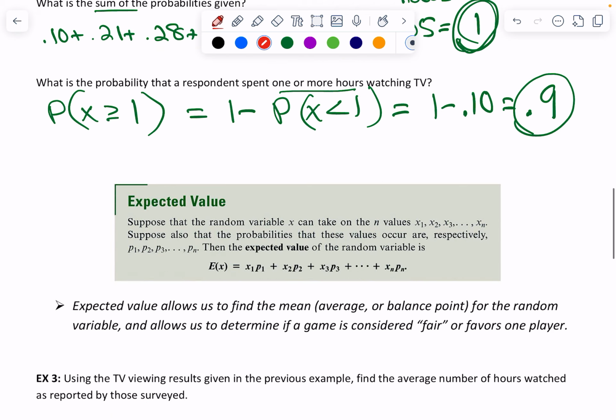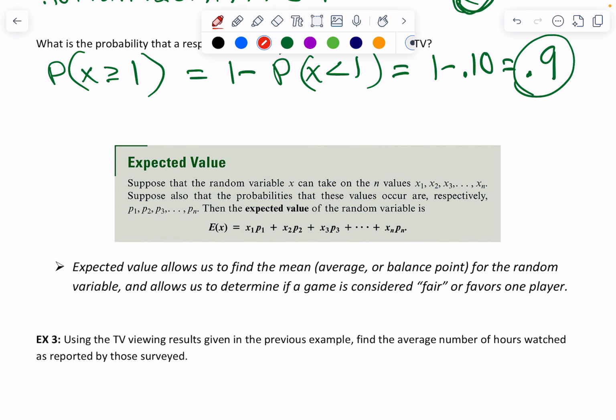Okay, next we're going to look at the expected value. Suppose that the random variable x can take on the n values x1, x2, x3, up to xn, and suppose also that the probabilities that these values occur are respectively p1, p2, p3, up to pn. Then the expected value of the random variable is this. So we're multiplying the random variable x by the probability. Expected value allows us to find the mean, which is the average or balance point for the random variable, and allows us to determine if a game is considered fair or favors one player.